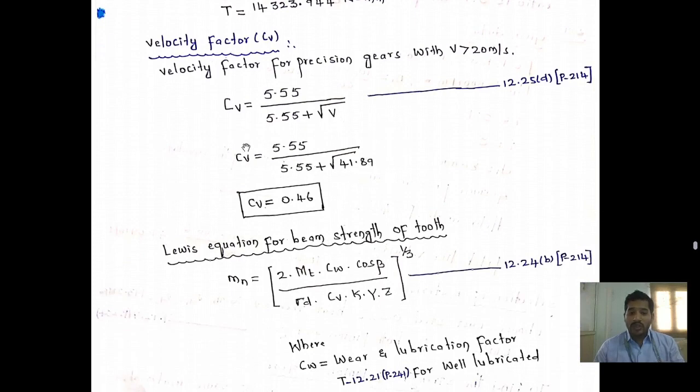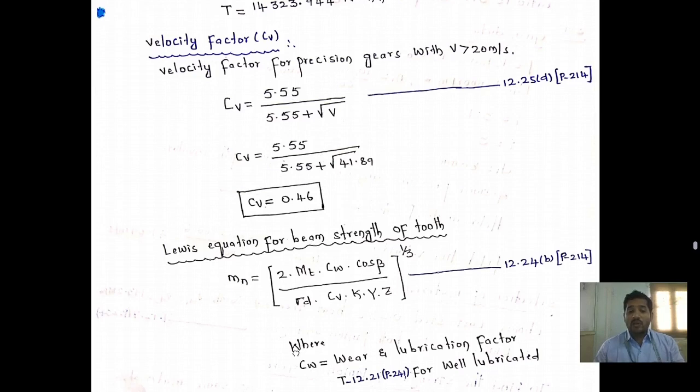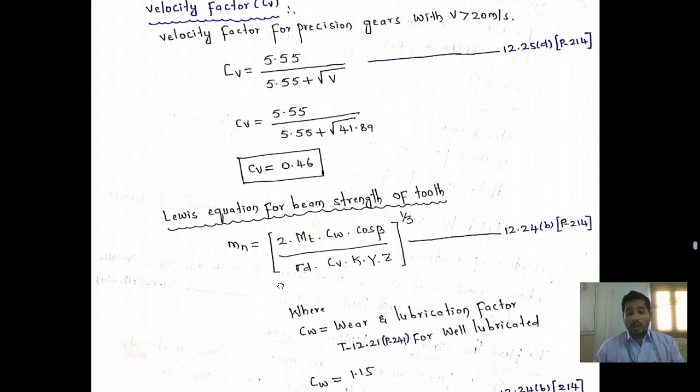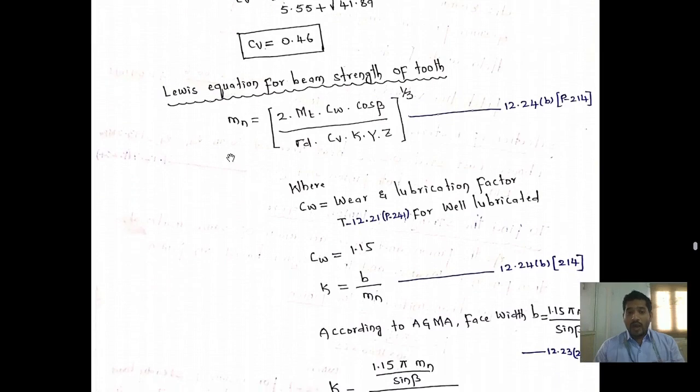If you substitute the value of V as 41.89 and divide this with the help of a calculator, you will get the velocity factor as 0.46. After getting the velocity factor, we need to find the beam strength of the tooth. We already know the formula for the beam strength of the tooth: Mn is equal to 2 into moment of torque into the wear and lubricant factor CW, into cos beta, divided by the static strength of the gear or pinion into CV.